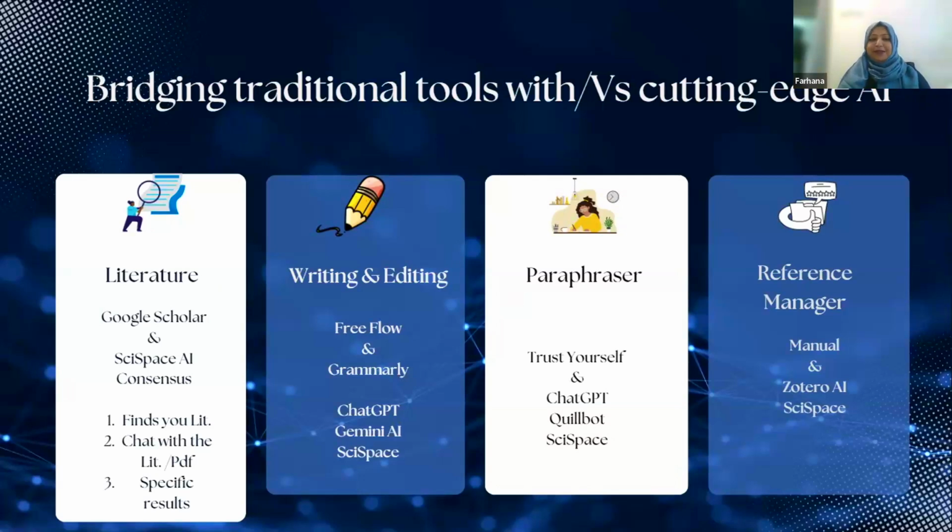What does SciSpace do? As I said, it helps you find your literature, chat with the literature and the PDF, and give you specific results. Let me tell you, it has other options as well. You can use the paraphraser option. You can use the editing options. So it's up to you how you use your tools. Once we find our literature, obviously we start writing.